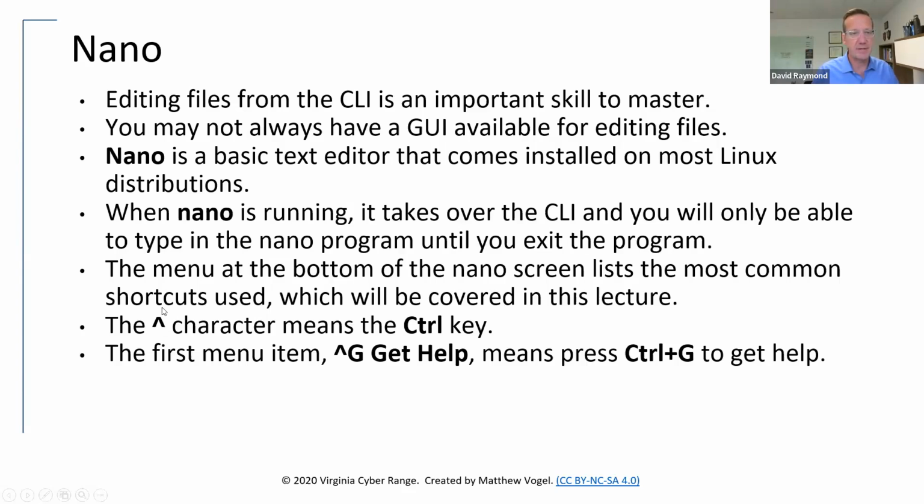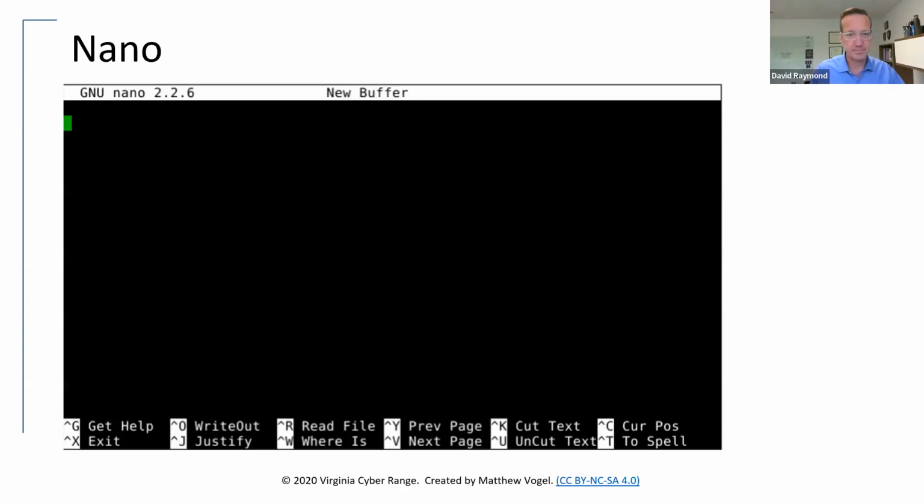There's a menu at the bottom of the screen that lists all those features, and we'll see that menu here in a minute. A lot of the commands are prepended with this caret symbol, and the caret symbol means Control, right? The first menu item you'll see is caret G, and that's the help menu. If you hit Control G, that's going to get you to help. So that's what Nano is: a terminal, command line text editor, and lots of times you have to be able to edit files from the terminal, and this is a great tool for it.